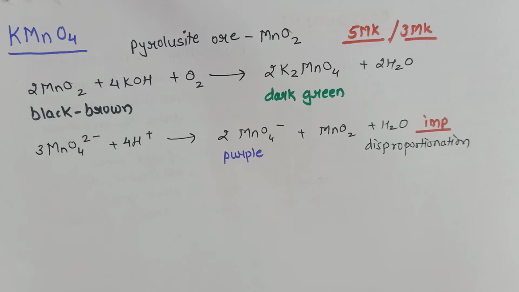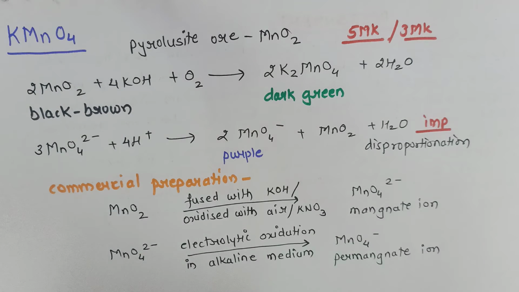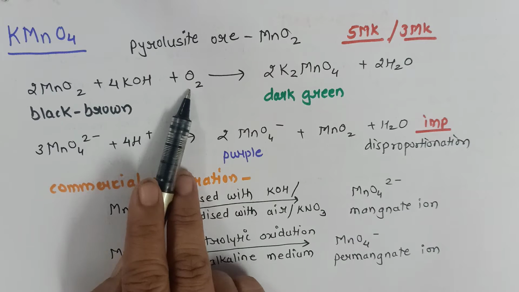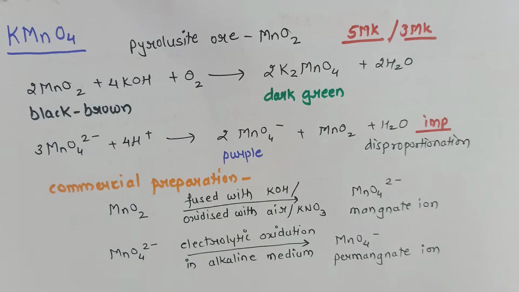So this is how we can get potassium permanganate in the lab, but the commercial preparation method is a different one. In the commercial preparation method, pyrolusite ore or manganese dioxide is fused with KOH, as well as oxidized with air or potassium nitrate. Here also I have told you that it is oxidized with air, or even potassium nitrate can be used. Okay, coming back to this step, after this we'll get the manganate ion.